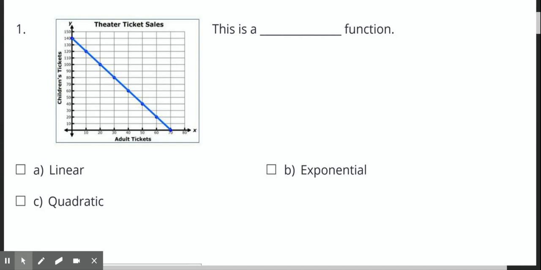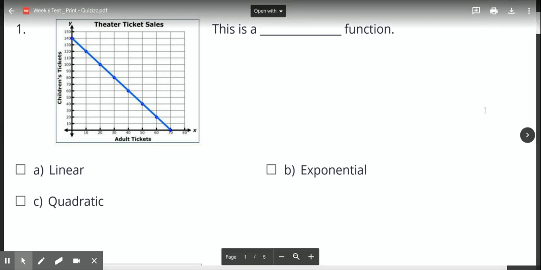I am going to read your test to you, and you are going to put all of your answers in Edpuzzle. Number 1, what type of graph is this? This is a function that was a straight line. Is that linear, exponential, quadratic?